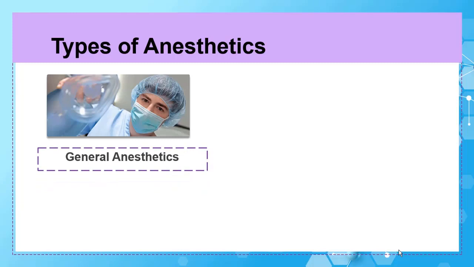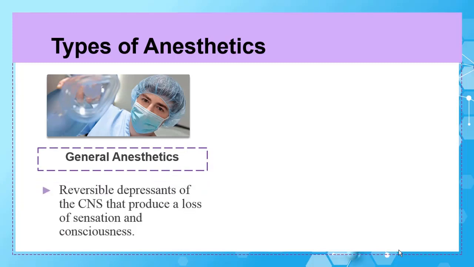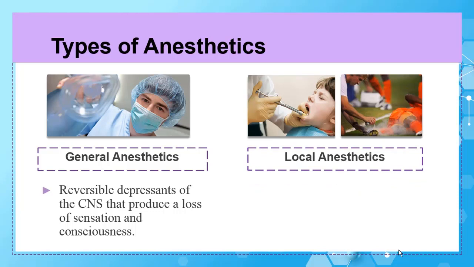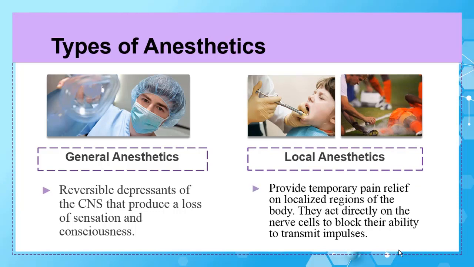Anesthetics are classified into two types. They could be general anesthetics, which are reversible depressants of the central nervous system that produce a loss of sensation and consciousness. And by reversible depressant, we mean that once these substances are eliminated from the body, the central nervous system functions normally again. And we have the local anesthetics, which provide a temporary pain relief on localized regions of the body. They act directly on the nerve cell to block their ability to transmit impulses.